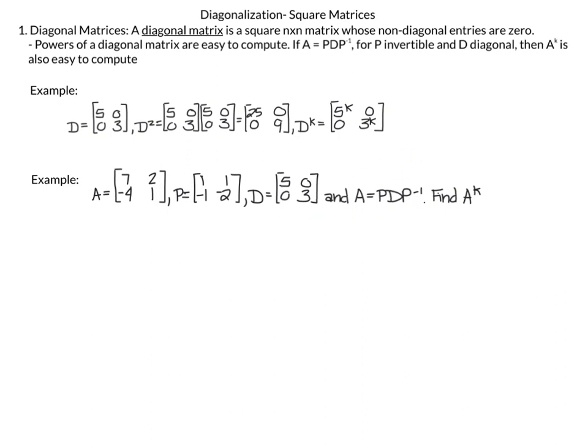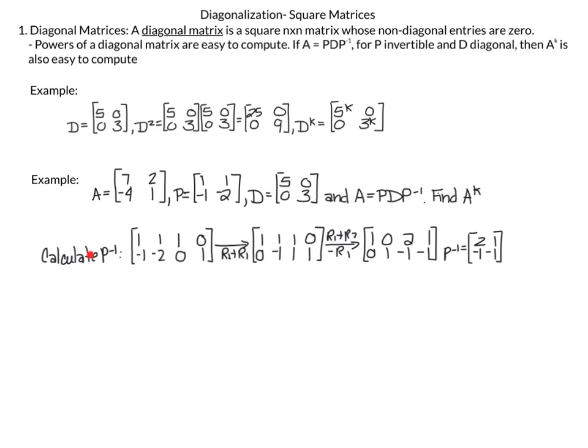We can note that A is equal to P times D times P inverse, and I'll let you confirm that for yourself. But now we want to find A raised to the K, a general formula for this. I'm going to start by calculating P inverse.